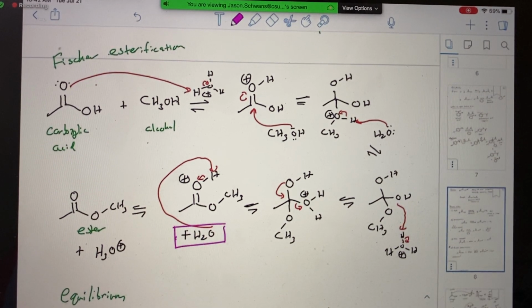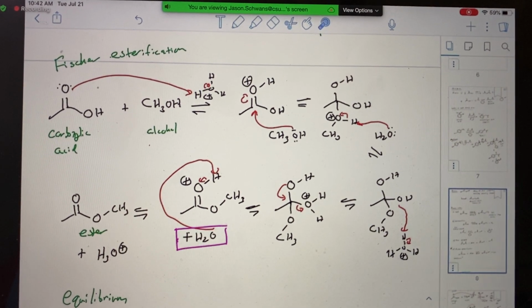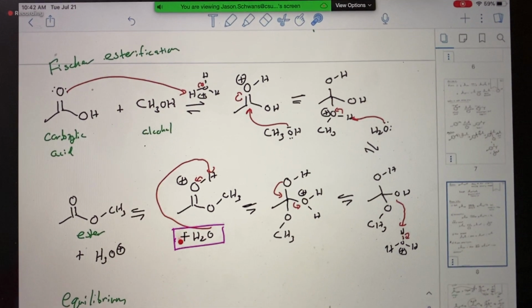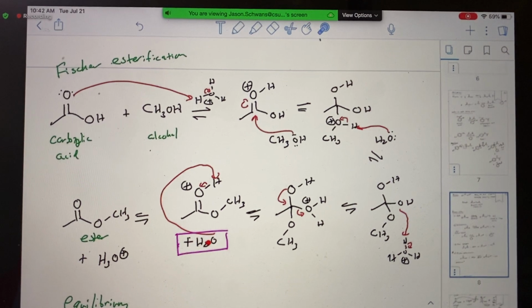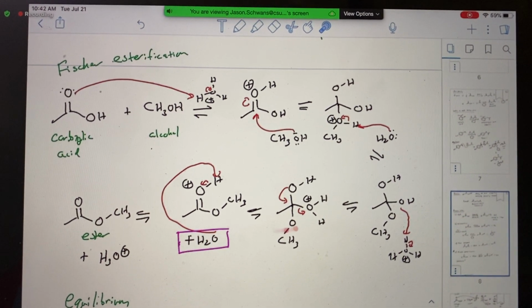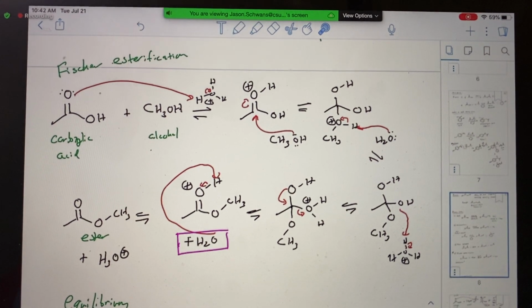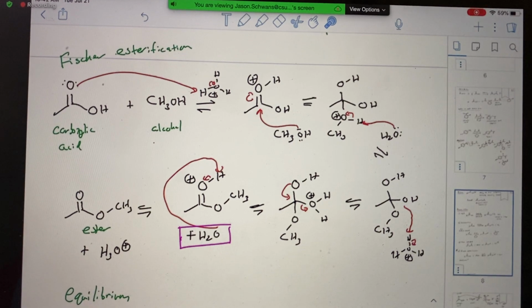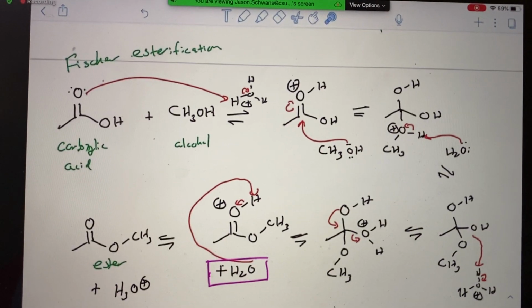So water is being released in the reaction, which means that if we want to drive the reaction forward, we can keep taking out the water. So we can dry the reaction, remove the water. However, if we want to push the reaction the other way, we can add water back into the reaction. So it goes back to Le Chatelier's principle from Gen Chem. So it's a nice way of being able to push the reaction in one direction over the other.